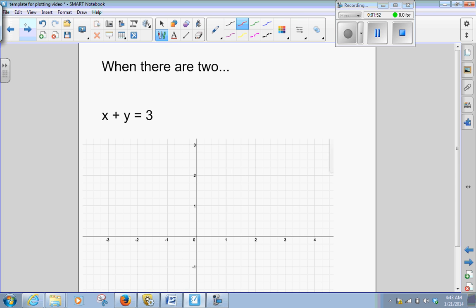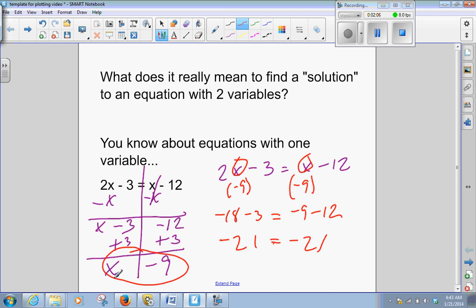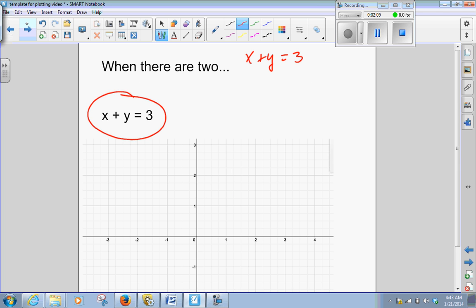But now things are going to change a little bit when you have something like this, an equation that has both an x and a y variable in it. And this is going to be different because it's going to have a lot of different solutions. Our previous example only had one, x is equal to negative 9. But now, x plus y is equal to 3 has a whole bunch of different possible solutions. For example, x could be 1 and y could be 2 because 1 plus 2 is 3. So 1, 2 is one solution.